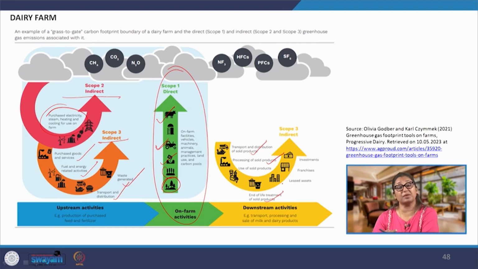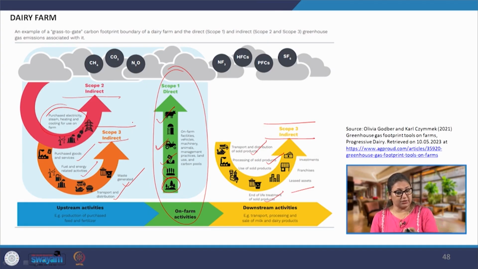There could also be franchisees, as we have already talked about, where all the maintenance and the facility is being owned and maintained by somebody else. It is just that the products are being sold. So, part of those emissions will be counted towards the GHG emission scope 3 for this particular company. So, these are all the scope 3 indirect emissions that we are talking about for a dairy farm.